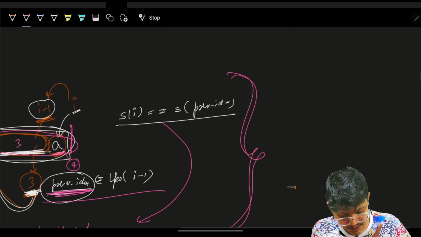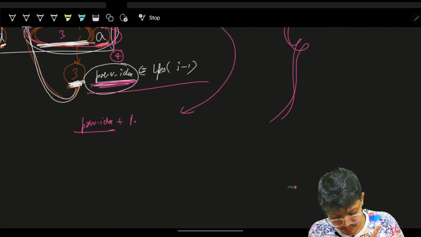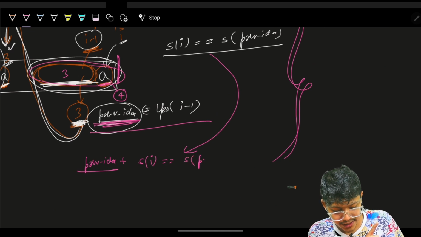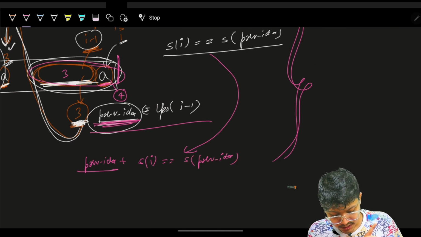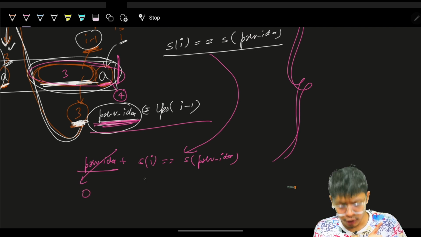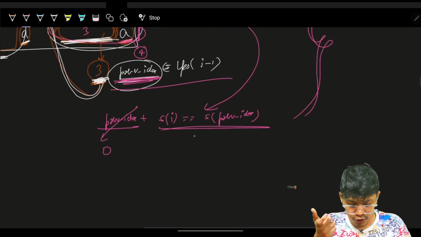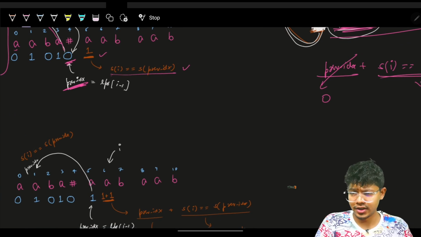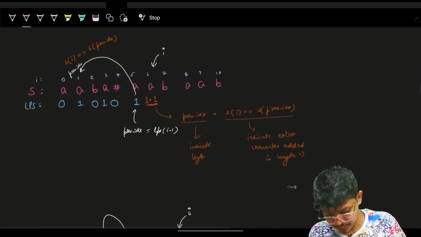So you will remember your this part plus 1 part was: S of I is actually equal to your S of previous index. Now this part you saw actually became 0. It was equal, so you actually encountered a 1. Now you have got much more intuition into it. Let's go on and do much further.